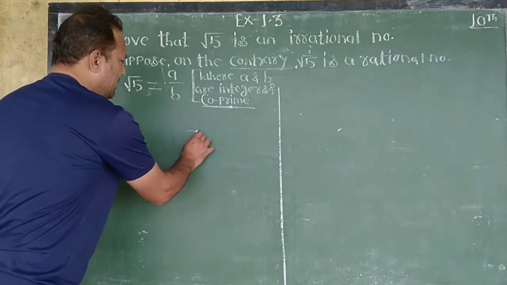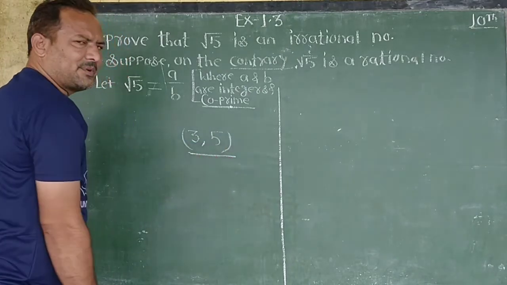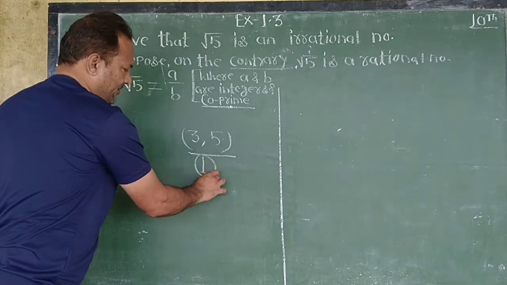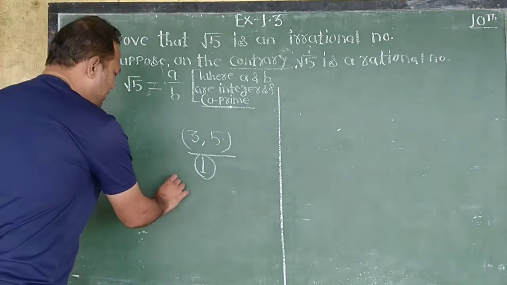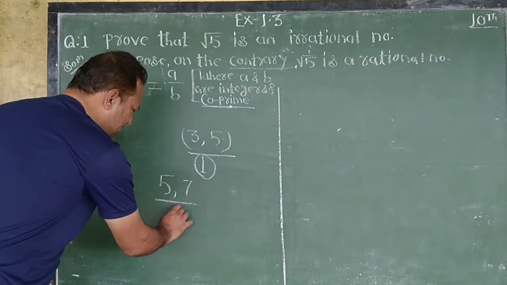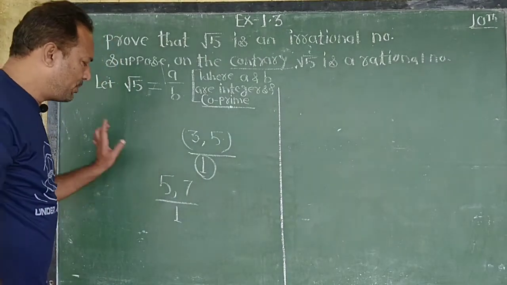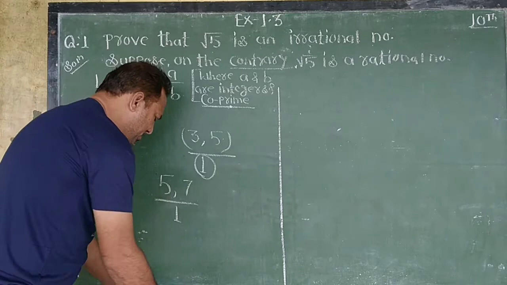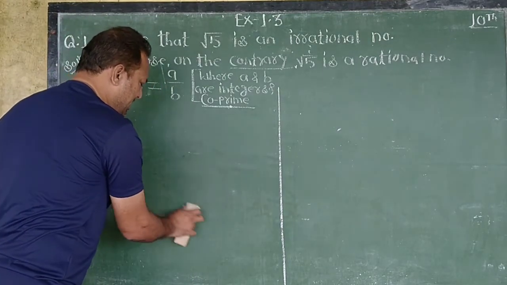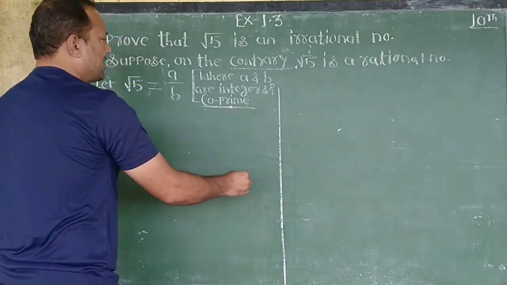For example, 3 and 5. This is a pair of numbers that has only one common factor, which is 1. For example, 5 and 7 is also one pair. What is the common factor of this one? 1. Then this is called co-prime. Means a pair of numbers which has only one common factor or HCF, that is 1 only.